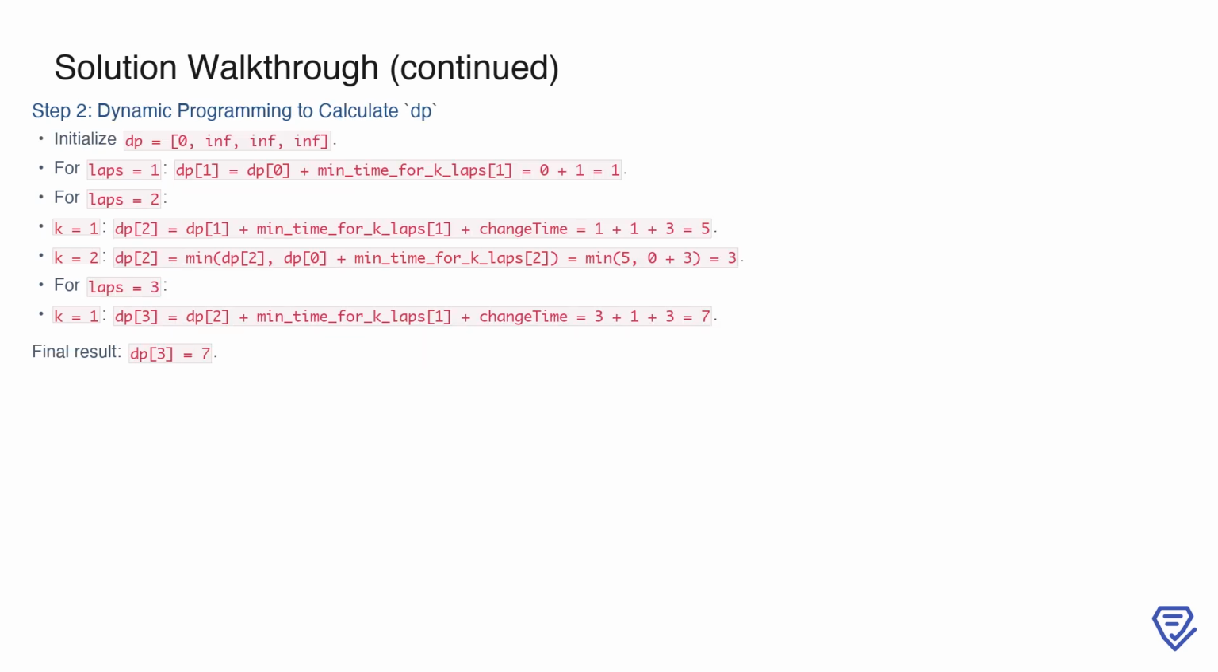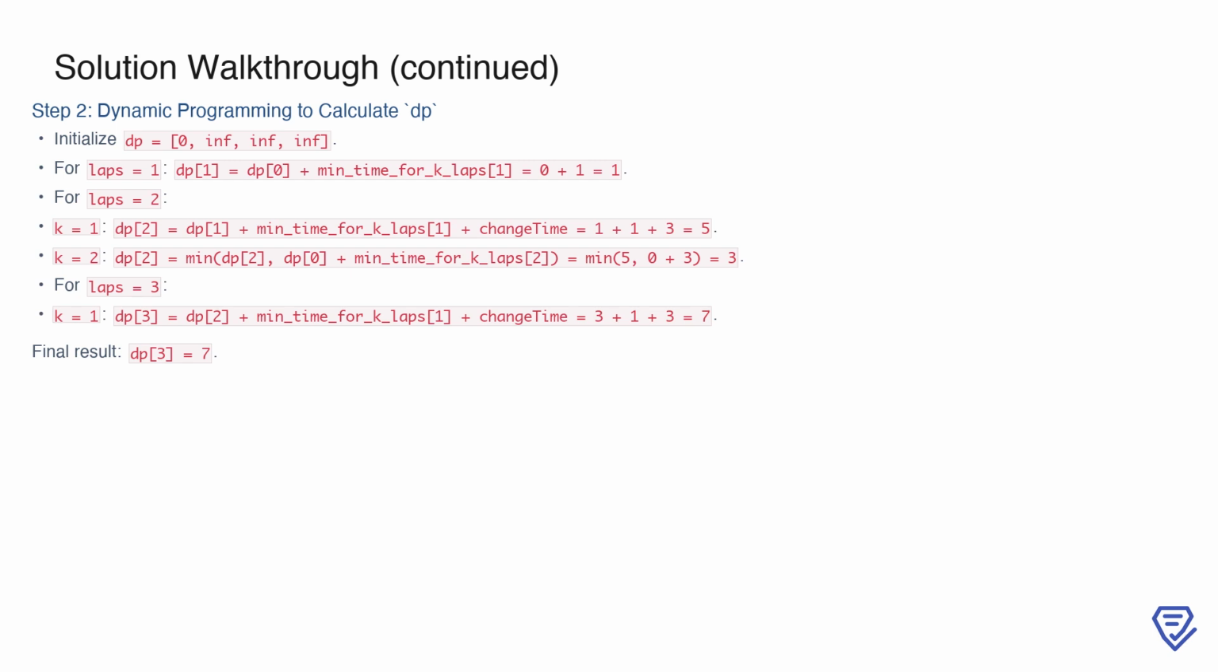Next, we calculate the minimum time using the dynamic programming approach. The DP array is initialized as [0, INF, INF, INF]. For one lap, the minimum time is dp[1] equals dp[0] plus min_time_for_k_laps[1] equals 0 plus 1 equals 1.